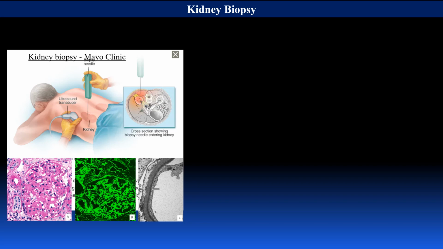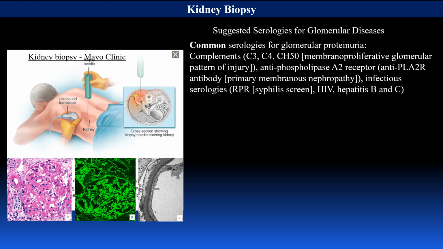When an intrinsic kidney disease such as vasculitis or glomerular disease is suspected, a kidney biopsy may be performed. Serologies associated with glomerular diseases may be obtained prior to the kidney biopsy depending on the clinical history and presentation. Common serologies for glomerular proteinuria, as shown, may be obtained.